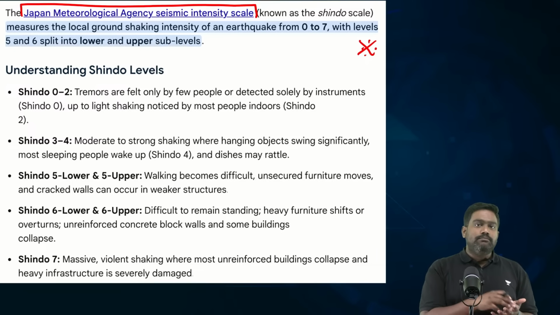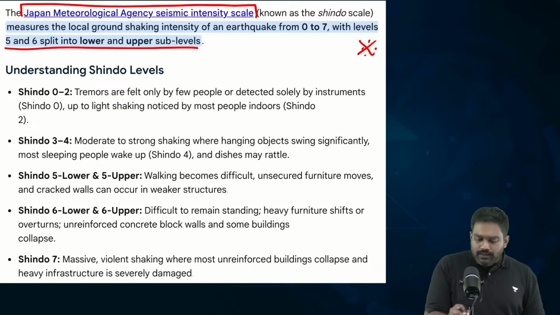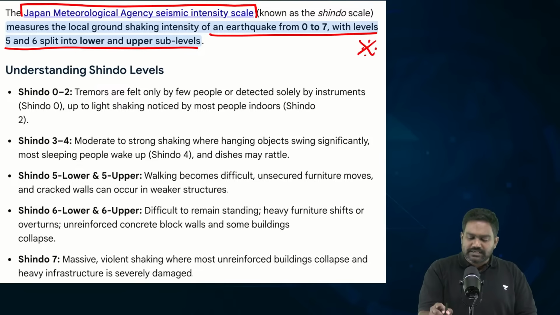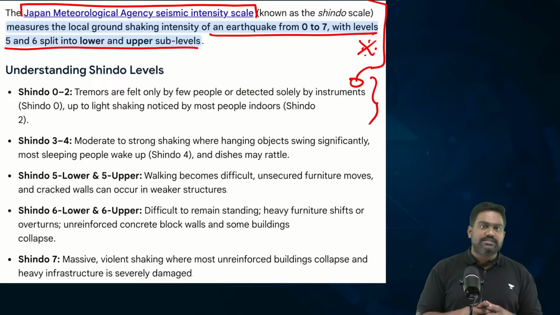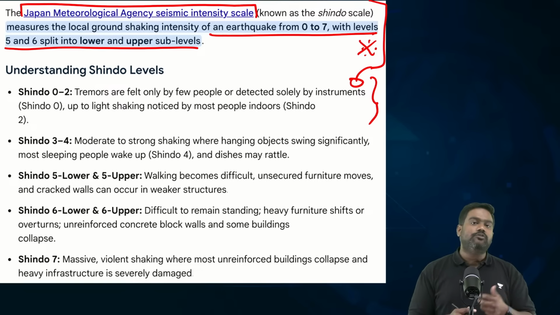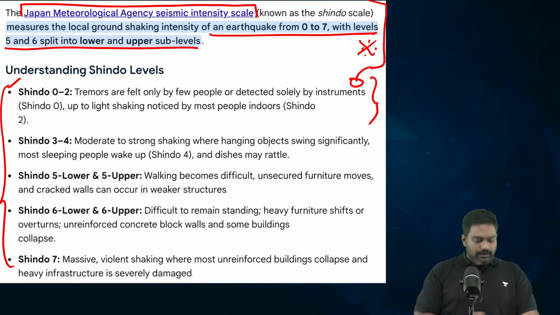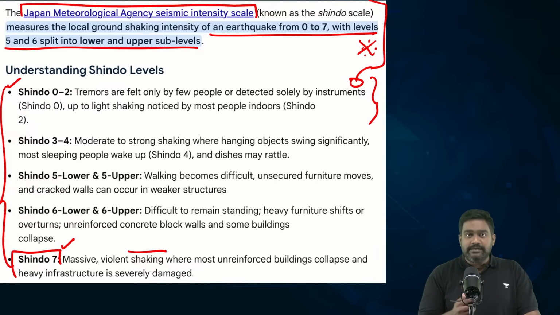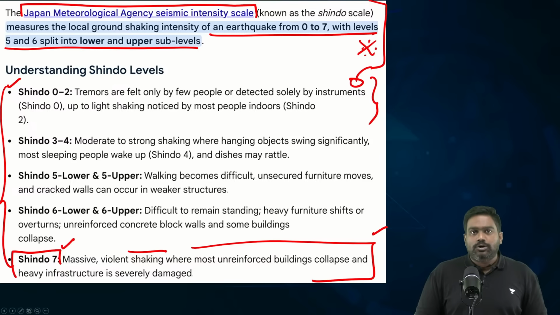Like how the Richter scale measures the intensity of an earthquake, the Shindo scale developed by Japan is specific to Japan as well. It basically helps you understand the intensity of the shaking of the Earth's surface, which can impact the structural integrity of buildings. So there are 7 levels in this particular scale. If a level 7 earthquake is registered, it means the shaking is so violent and intense that most of the non-reinforced buildings, which are not earthquake resilient, are likely to collapse.